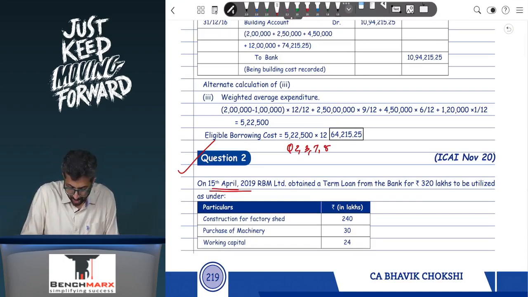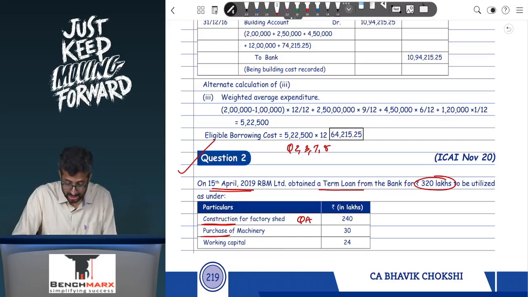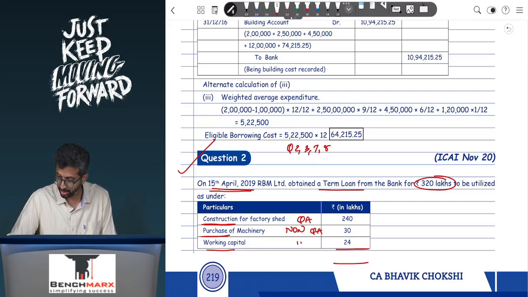On 15th April 2019, RBM obtained a term loan of around 320 lakhs to be utilized as under. Construction of a factory shed. You are constructing it, so this can be taken as a qualifying asset. Purchase of machinery. Now, we are merely purchasing it, so the institute does not treat it as a qualifying asset. Not a qualifying asset. Working capital also not a qualifying asset. So, if I total each of these, this is 240 plus 30 plus 24. Acha, 294. There seems to be something else.